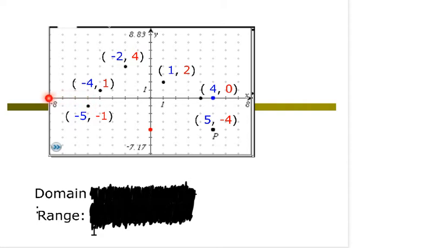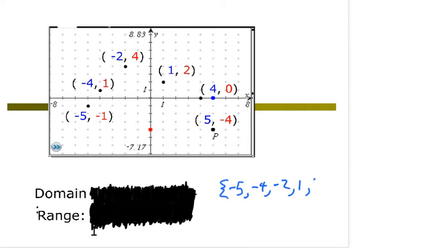So our domain here would be the set containing -5, -4, -2, +1, +4, and +5.